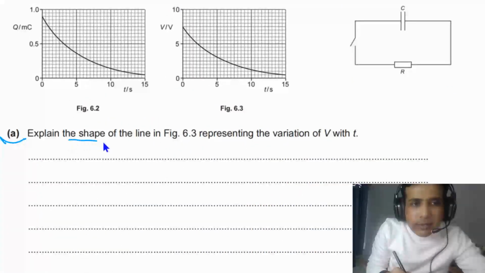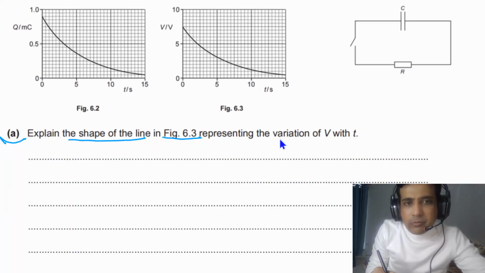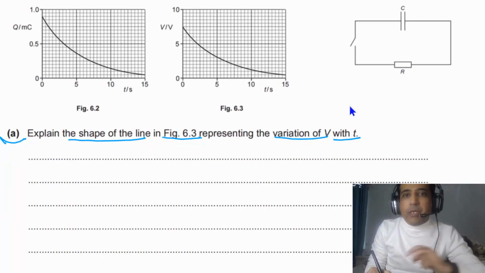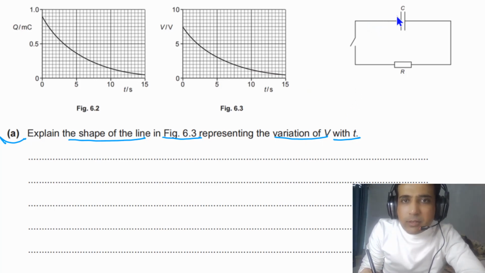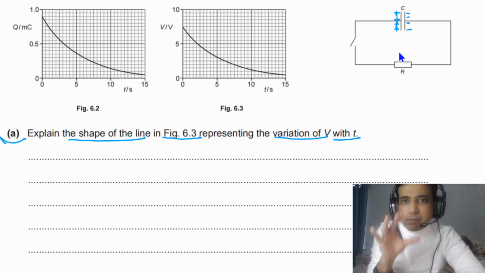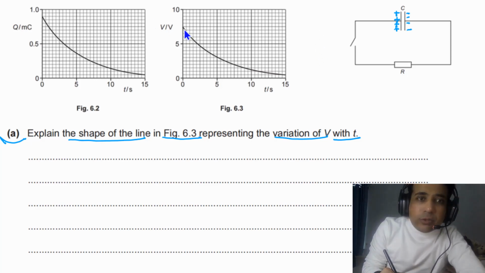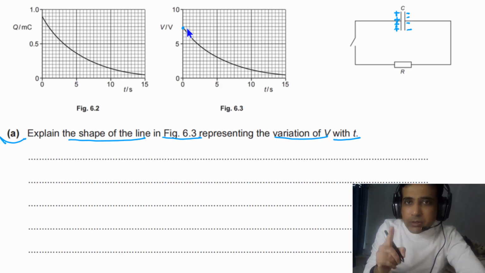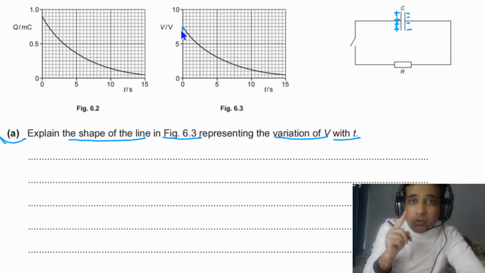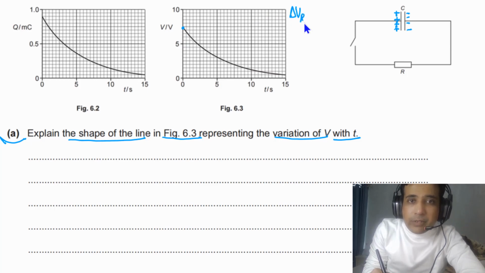For part A, we need to explain the shape of the line in figure 6.3 representing the variation of V with t. It is given that the capacitor is initially charged. So we can draw positive charges on one plate and an equal amount of negative charges on the other plate. This tells us the capacitor is charged when the switch is open. This is the potential difference across the capacitor, and this is the potential difference across the resistor, but the potential difference across the resistor, delta V R, at any instant will be equal to the potential difference across the capacitor at any instant.